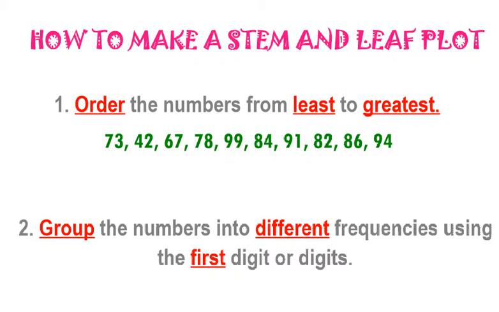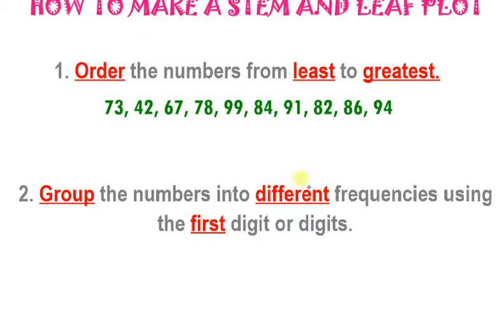So let's take a look at how to make a stem and leaf plot. First off, I have a data set here, and just like box and whisker and any other type of plot that we make, we want to put the numbers in order from least to greatest. So we have 42.